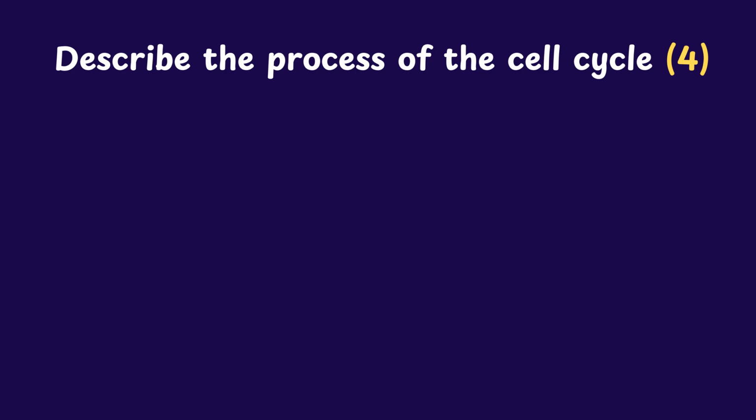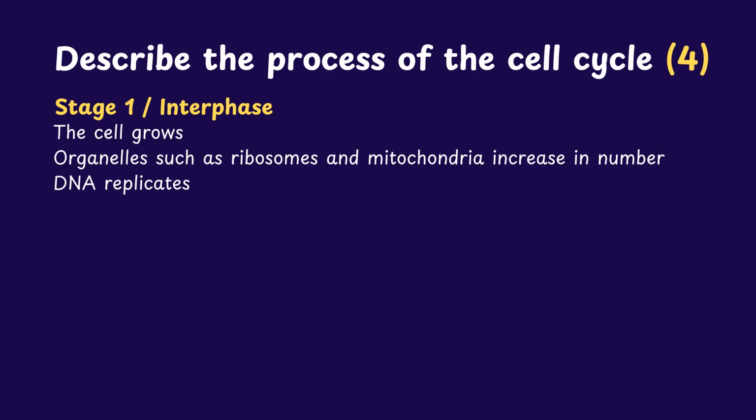All right, so let's start with stage 1. You can write stage 1 or you can write the name of stage 1, which is called interphase. All right, so in interphase, we have the cell growing. Organelles such as ribosomes and mitochondria, they increase in number and the DNA replicates. And you'll get 1 mark for this.